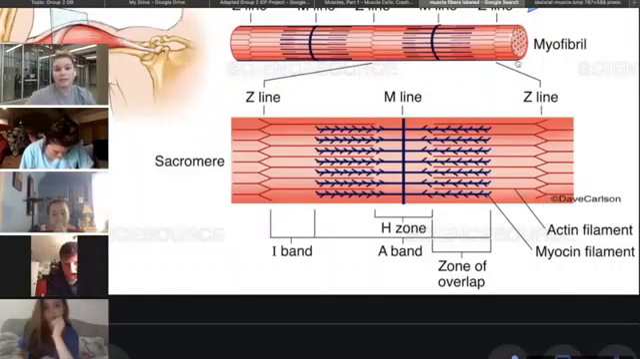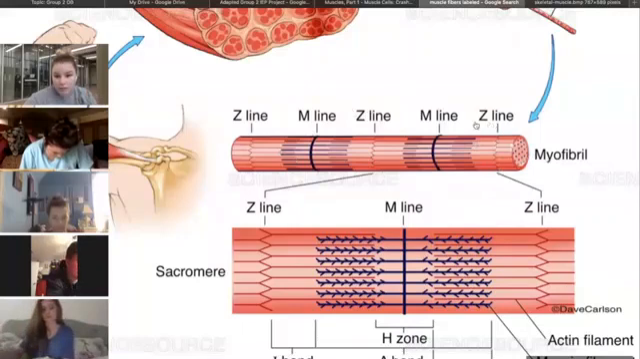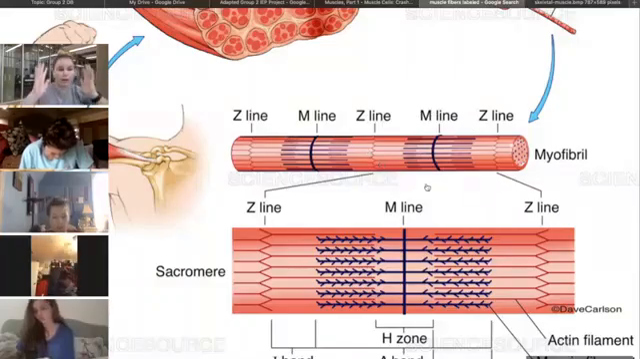And then that Z line is the end of a sarcomere. If we're looking at this myofibril, from this little Z to this little Z is a sarcomere. So this whole piece is a sarcomere, and this other whole piece is a sarcomere, and it will shorten.